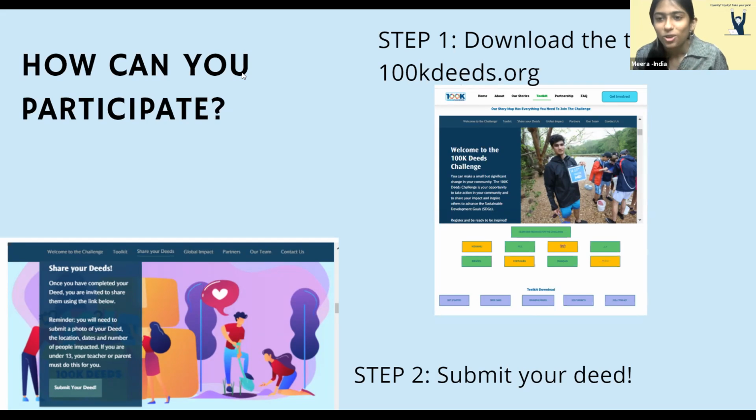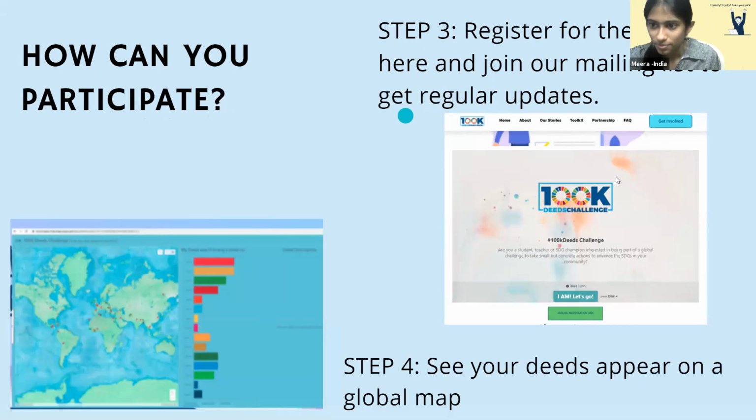The next step is to obviously submit your deed. Tell us about your good work. You will only have to fill out a form with a description of your deed and maybe post a picture if you want to. So those are the two steps. Download the toolkit from our website, 100kdeeds.org, and then submit your deeds. The third step is to register for the challenge and join our mailing list to get regular updates.